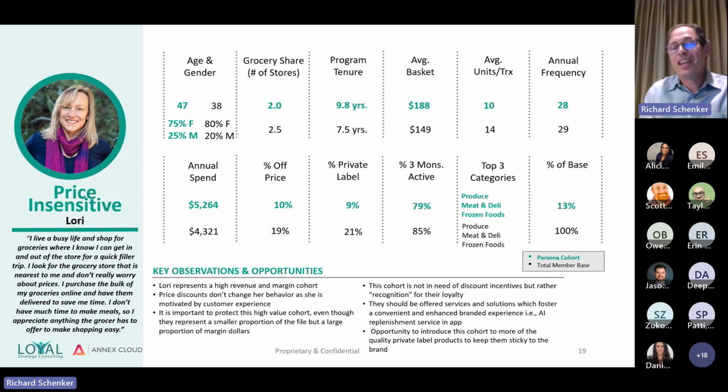This cohort is not in need of discounts, but rather recognition for their loyalty. So for Lori, we should be offering her services that are solutions which foster a more convenient and enhanced branded experience. Maybe it's something like an AI replenishment service inside of her app so that she can automatically replenish things she normally gets. Maybe it's an opportunity to introduce her to some of the private label products because we know that private label products keep customers sticky to the grocery relationship.